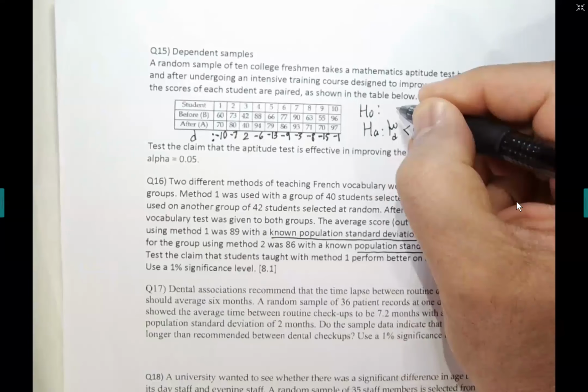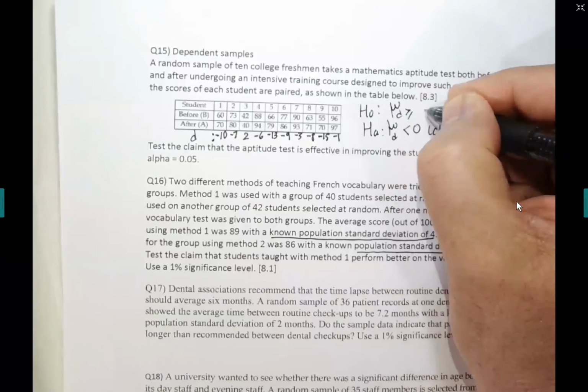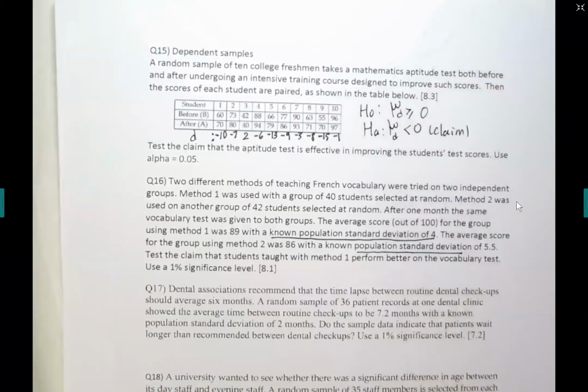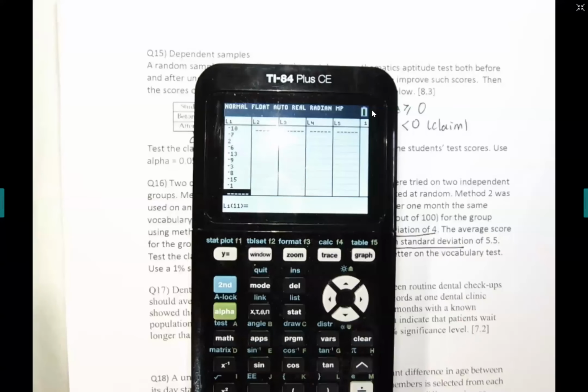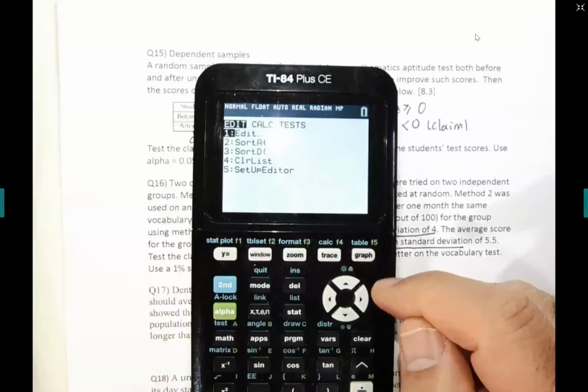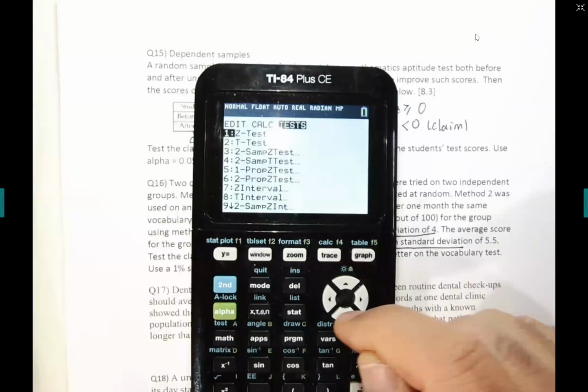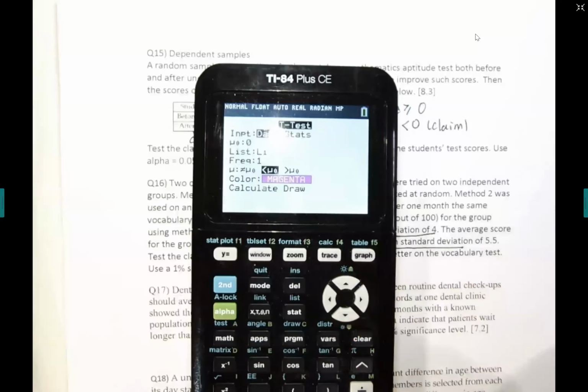And here mu d is greater or equal to 0. I'll write it down again. But first of all, we're going to go to the calculator and input the data in there. So I input the differences in L1, and now we're going to run the stat test, t-test. Section 8.3 is a t-test, guys.